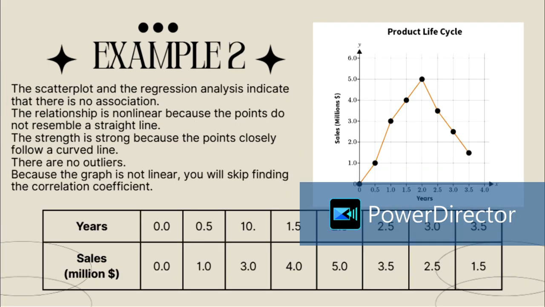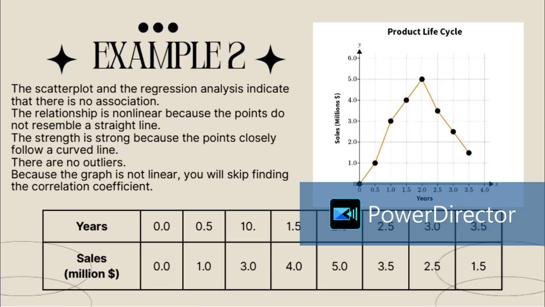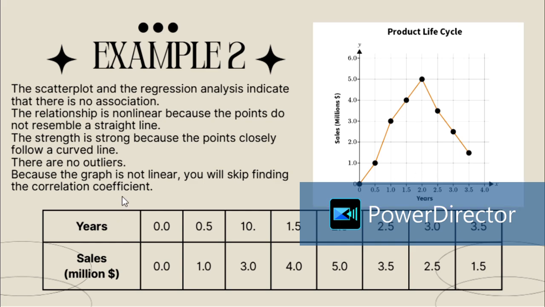Here's example 2. The scatter plot and the regression analysis indicate that there is no association. The relationship is, oh, I think I have these backwards. I guess I didn't put in the first page on 2. Sorry. The relationship is nonlinear because the points do not resemble a straight line. The strength is strong because the points closely follow this weird line. They call it curved. There are no outliers, and because the graph is not linear, you will skip finding the correlation coefficient. You can't find it unless it's linear.